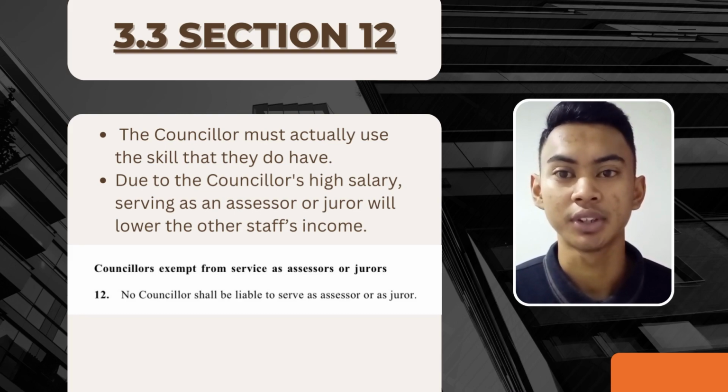Other than that, it will also have an impact on the income of others. Due to the councillor's higher salary, serving as an assessor or juror will lower the other staff's income. The bigger councils, which have the financial resources to pay wages for their staff, do not benefit from it.